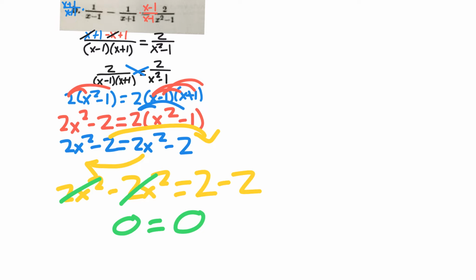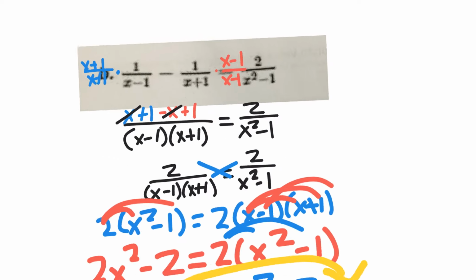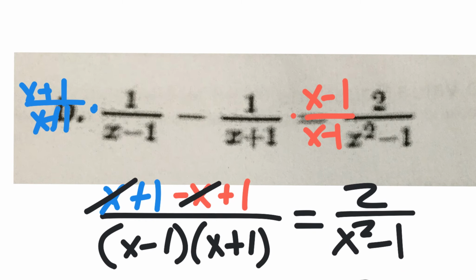Okay, but this one has a caveat because what was I working with to start with? I was working with rational functions, which means all real numbers could work, but I still can't divide by 0. So if I plug in something that makes me divide by 0, that should not be an answer.